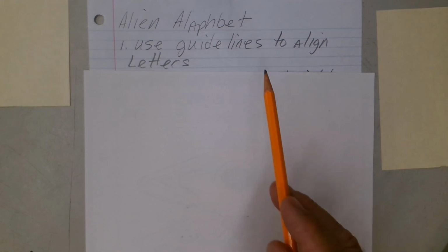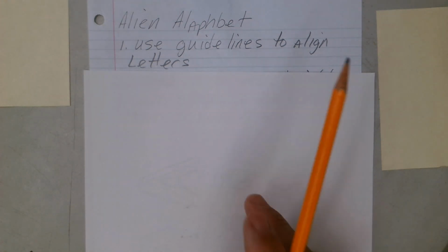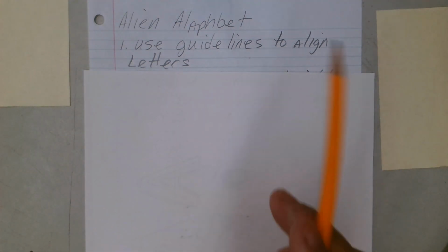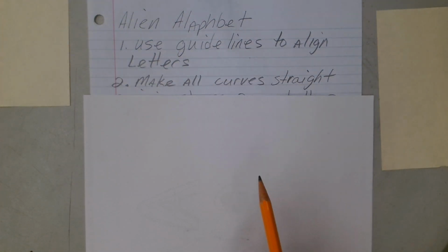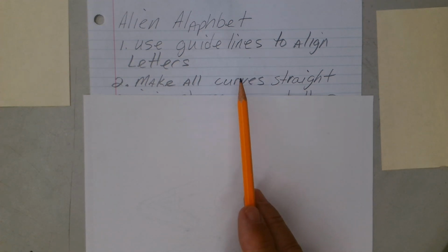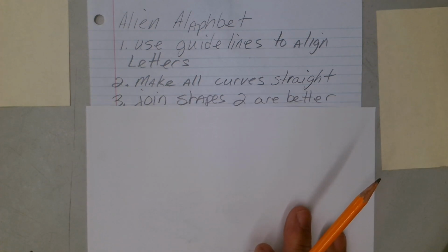I'm going to ask you to use some lined notebook paper to help you out with how to align the letters. You're going to use these lines as your guidelines. You're going to make all the curves in the letters straight. So we're going to start off with stick letters, turn the stick letter into a block letter, and then turn the block letter, we're going to look for those negative spaces inside the block letter, and we're going to make all the curves straight and just focus in on those shapes.